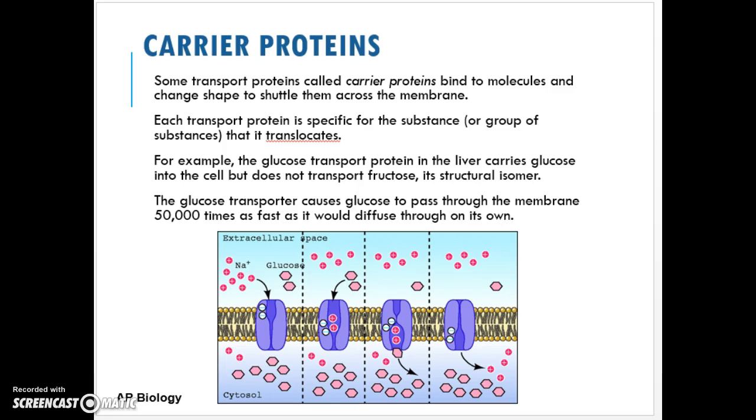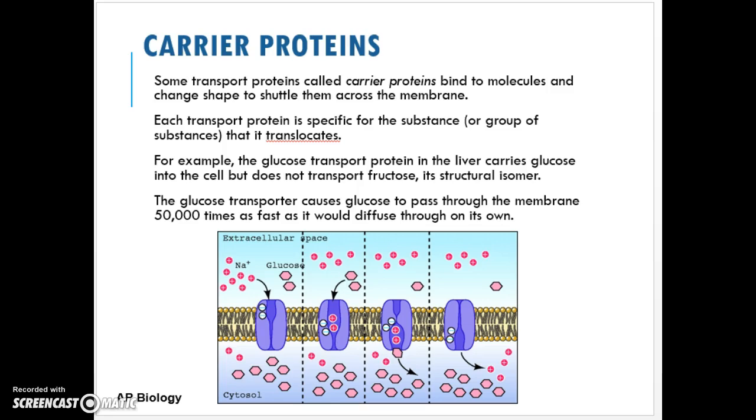But some proteins actually take it a step further and become carrier proteins because they bind to the molecules that are being transported, and then they change shape, just like an enzyme might, and shuttle the transport molecule across the membrane.